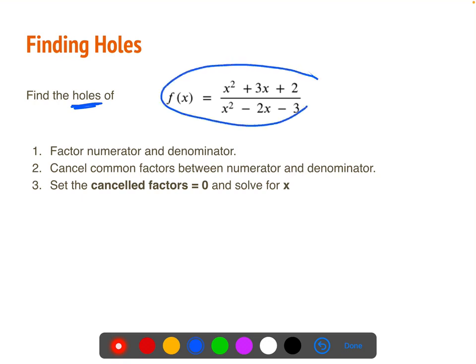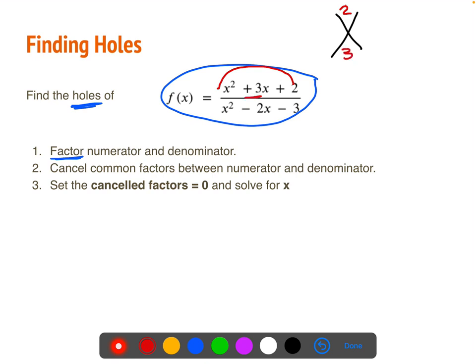Now here comes the difference. The word holes, remember those are the open circles like potholes. And notice I changed the problem quite a bit. I want to make it harder. So the first thing we're going to do is factor the numerator and denominator, or top and bottom. So I'm going to do some big X.